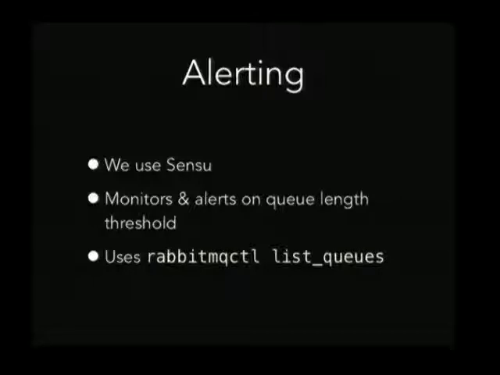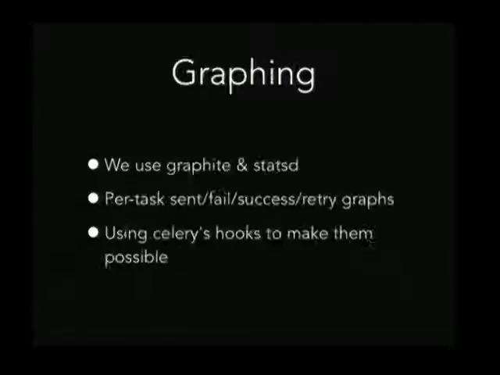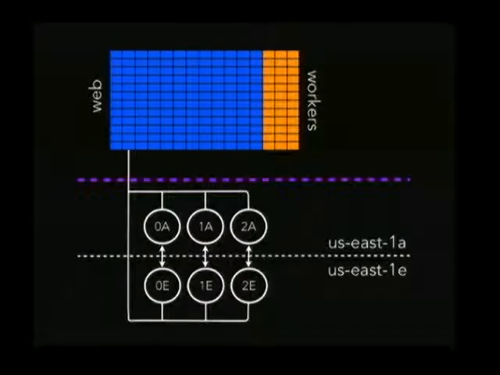We basically just monitor and alert on the queue length. We also have monitors on failure rates and things like that. We use rabbitmqctl list_queues, which is just this command line tool. And we feed that into Sensu, and it picks those up and feeds them into the monitoring system. For graphing, we use Graphite and StatsD. We have used these Celery hooks to feed any of these status messages into Graphite, so we can graph how tasks are working, when they're failing, when they're having to retry, et cetera. Great for monitoring.